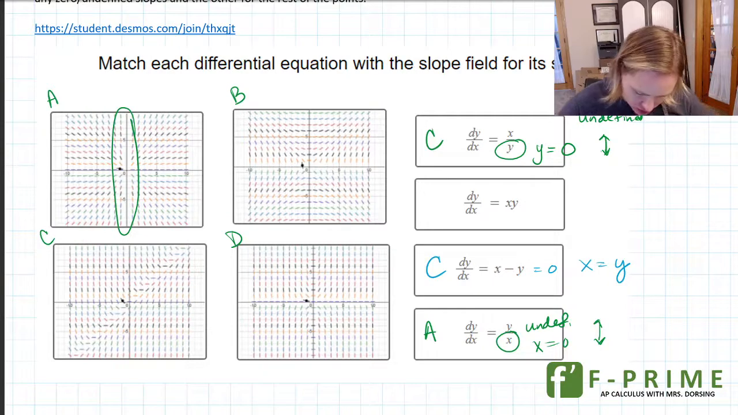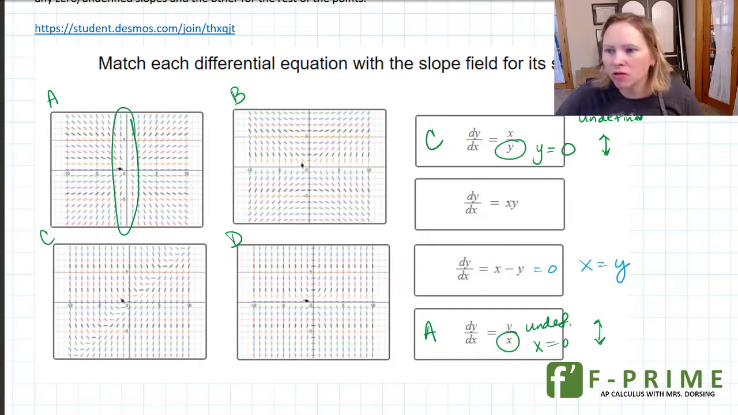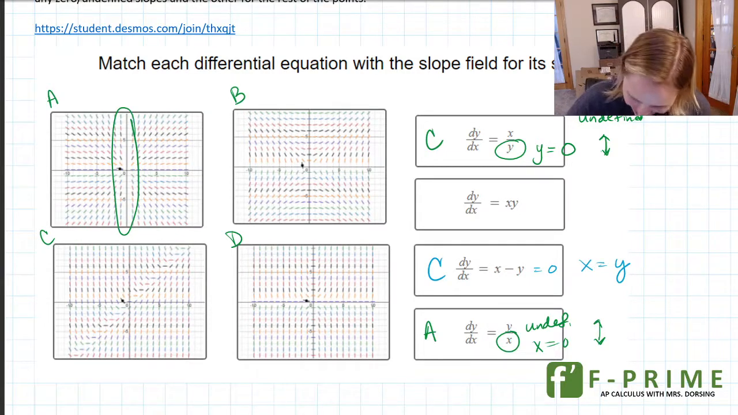So let's see. Where x equals y, we're going to have a slope of 0. Oh, and you know what? I chose the wrong one. It's not C that I'm looking at. Yeah, it is. Sorry, second guessing myself again. So perhaps this one goes with C. So we're going to go back and re-examine this equation.